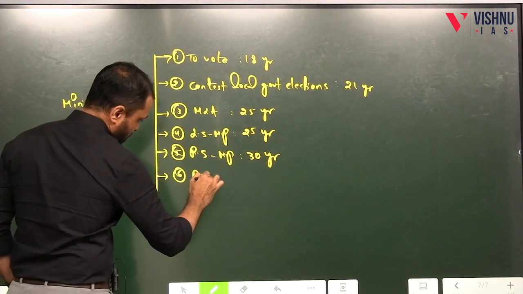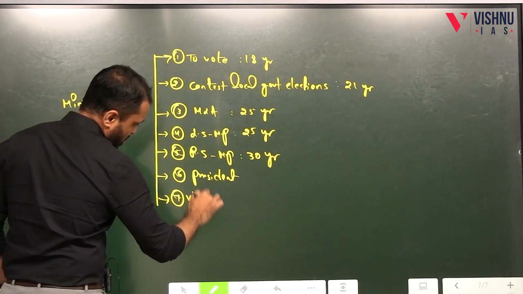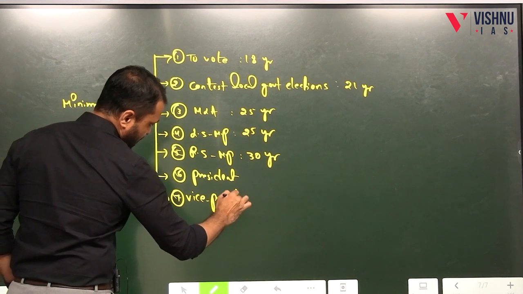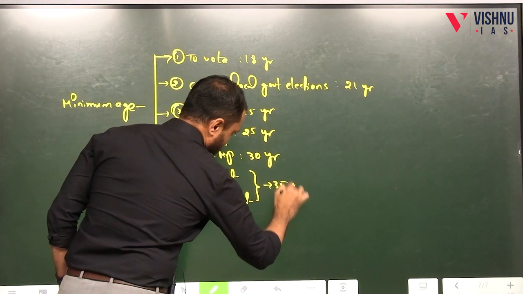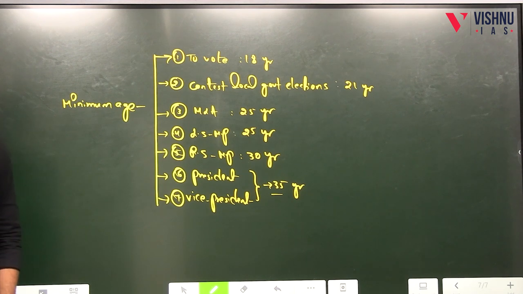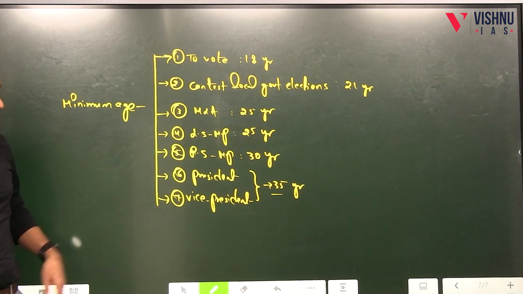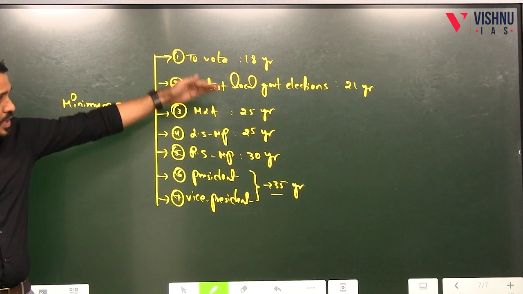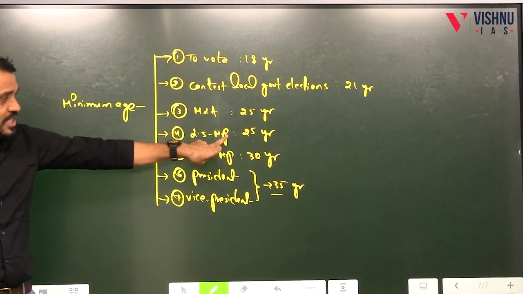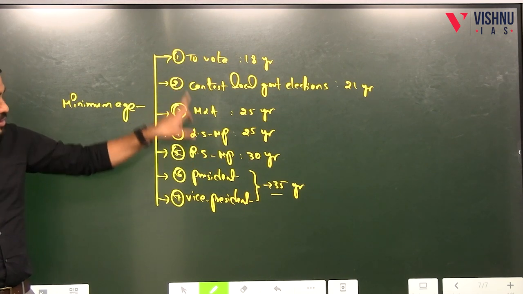Then, president? Is there any minimum age for president? Yes or no? 35. These are the commonly occurring minimum ages. At least you should have an idea so that you will never get confused. Very, very important. Generally, most of the time students overlap here. This is where students get stuck. Generally, students think that 18, 21, 25, then this will be 30 and this will be 35. Students make this mistake. Please write this down also.